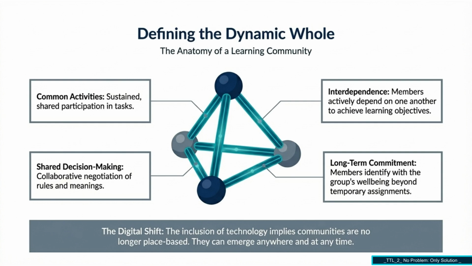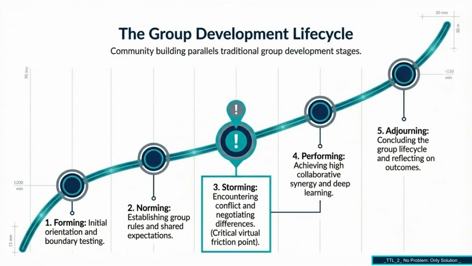A learning community is defined by common activities, shared decision-making, interdependence, and long-term commitment. In the digital shift, these communities can emerge anywhere, independent of physical location. Community building follows a group development lifecycle: forming, norming, storming, performing, and finally adjourning. Recognizing these stages is vital for virtual facilitation.